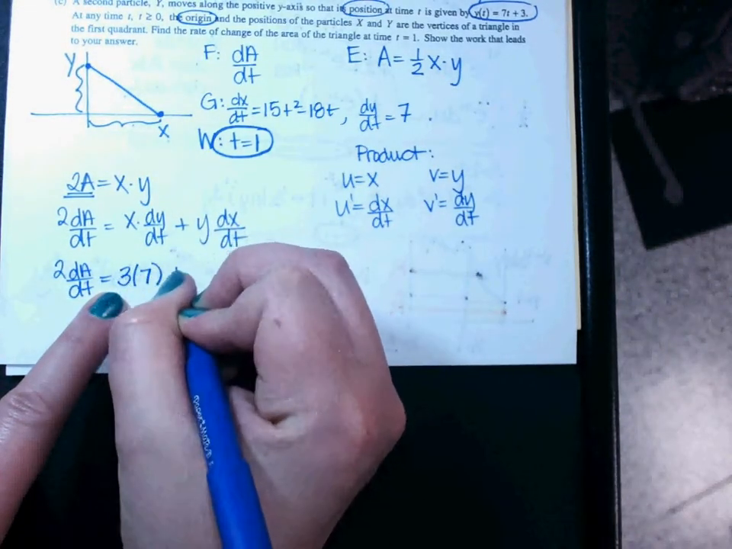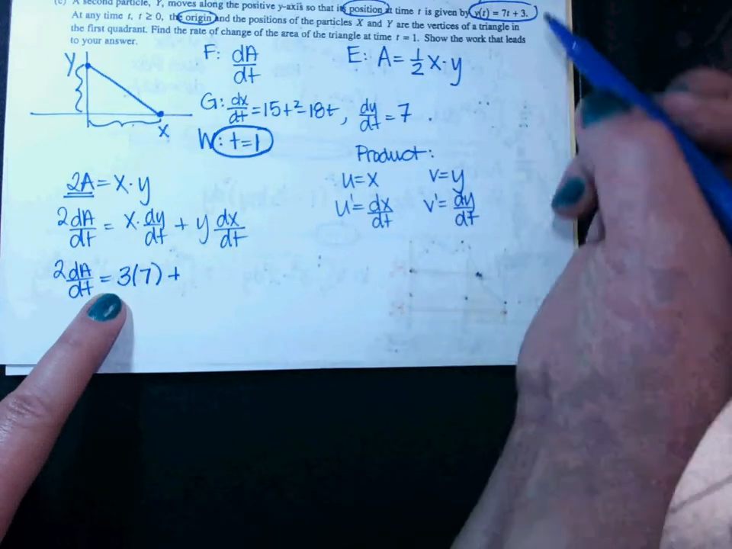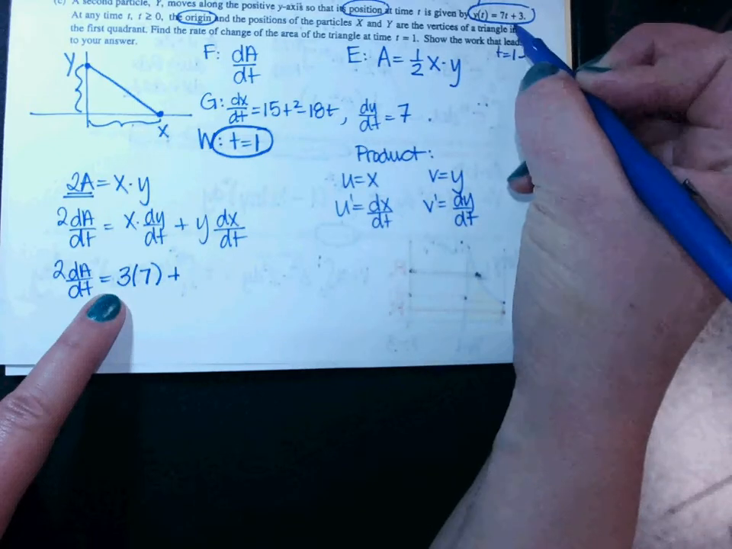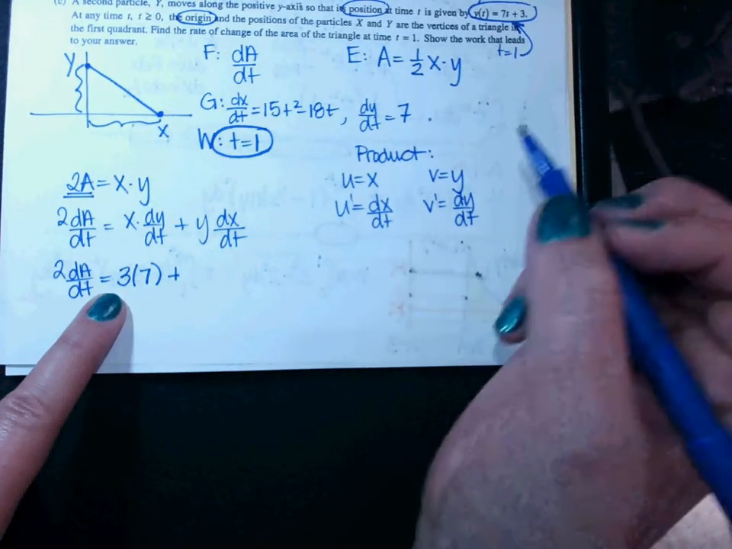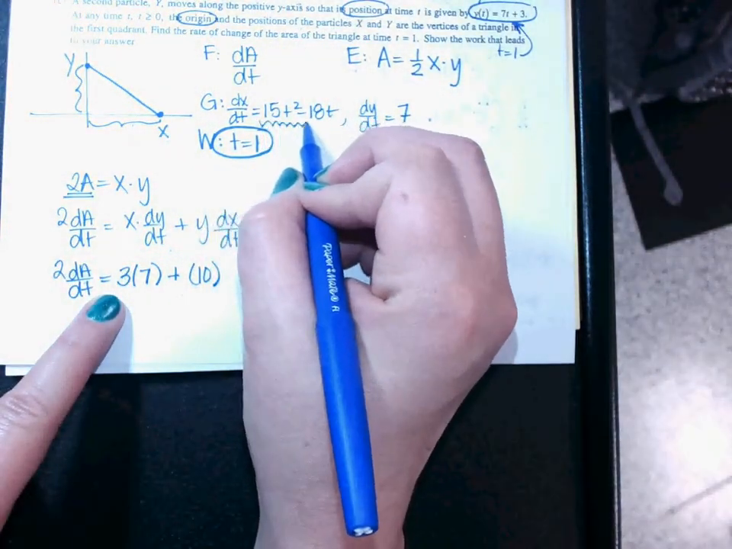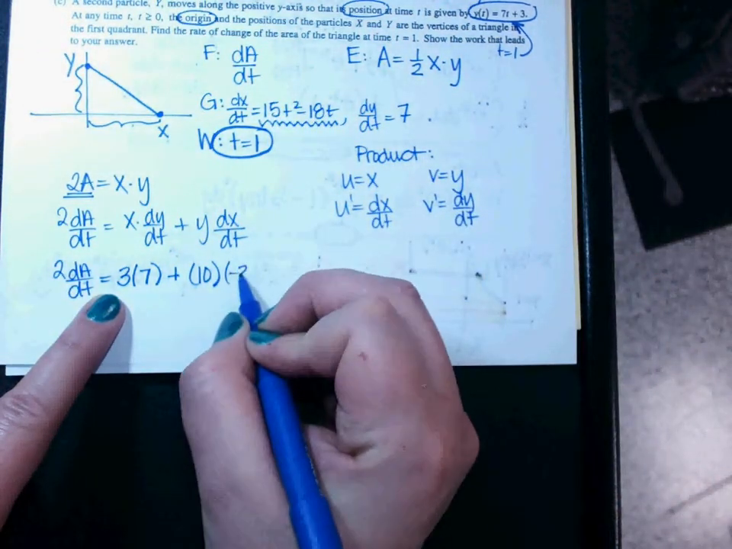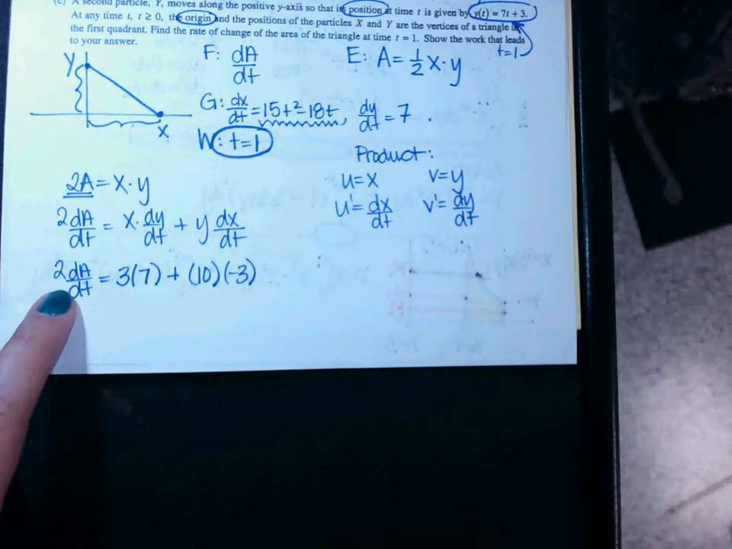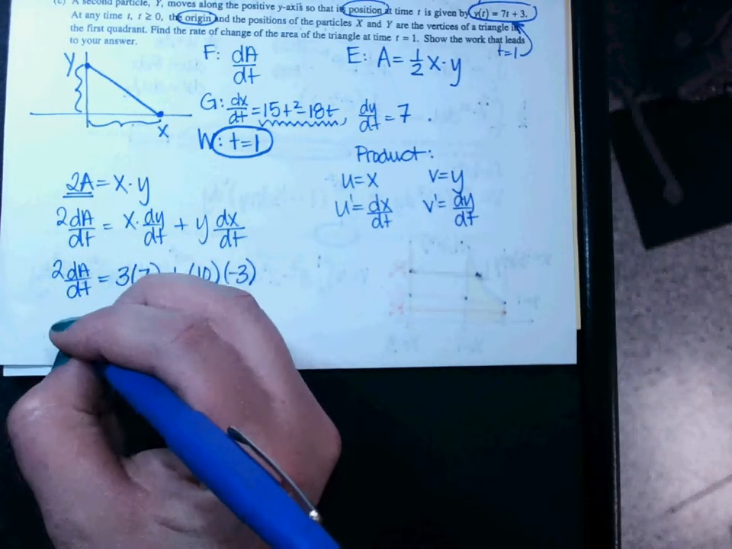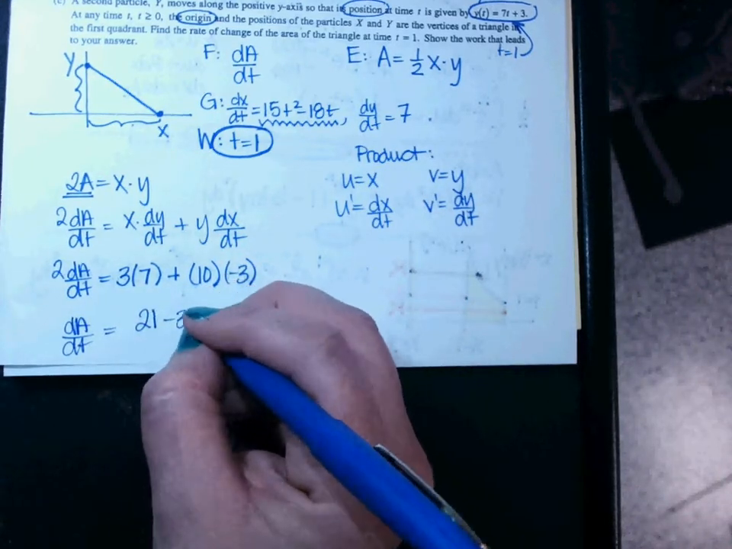7 plus... How am I going to find the position for particle y at 1? You're going to have to go back and plug it in. Yep. So I'm plugging in, remember, time is 1 up here. So 7 times 1 is 7, plus 3 is 10. And then my dx/dt, I have this equation, but what do I know about time? It's 1. So 15 minus 18 is -3. Now, can I leave it like that? I have to get rid of that too. But if you want to leave it, you totally can. So I'm going to put dA/dt equals 21 minus 30, divided by 2.